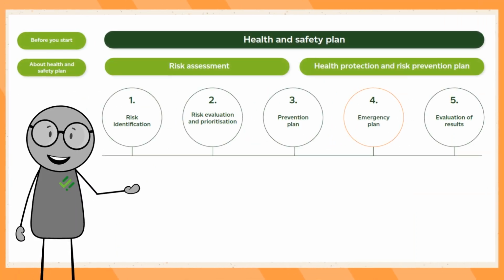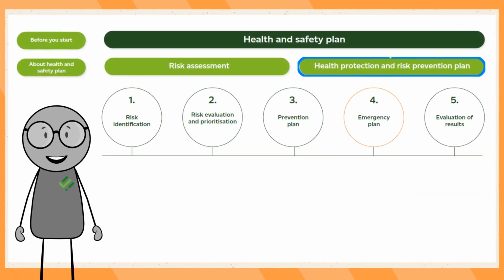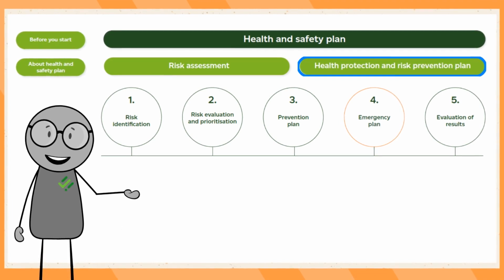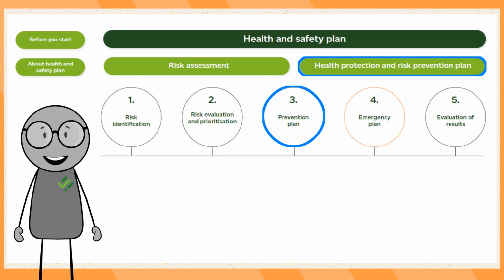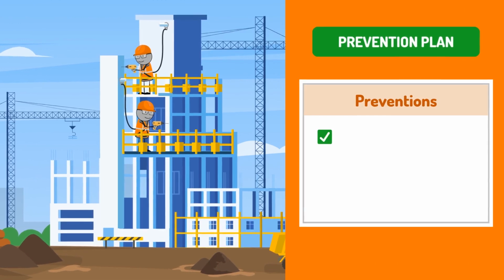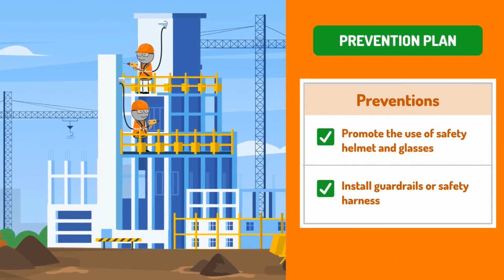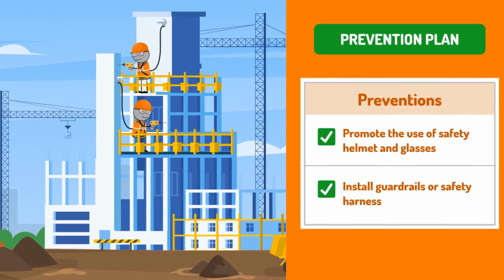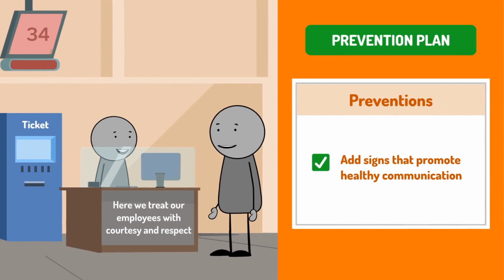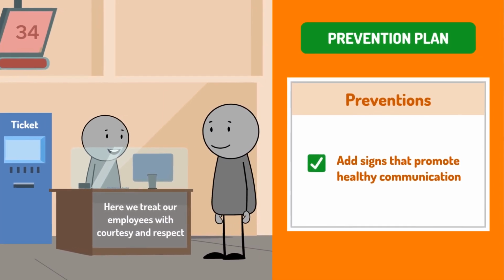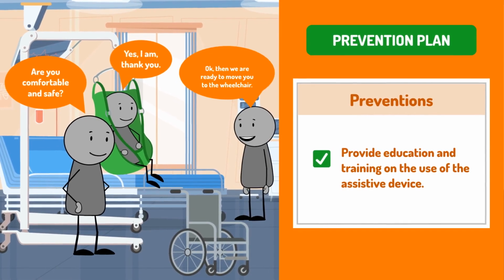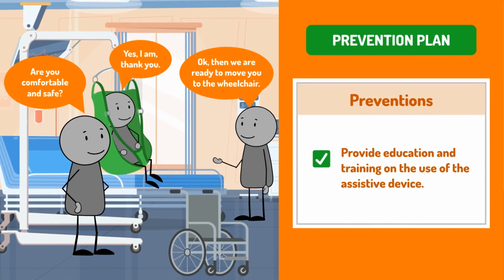Once the risk assessment has been completed, the next step is to select measures aimed at eliminating or reducing the risk so that it has a minimal impact on employees. Such measures are called preventative actions. Examples of preventative measures include installing guardrails on scaffolding or using safety harnesses to prevent falls from height, using signs to remind employees and customers of the importance of healthy communication, and using assistive devices to reduce the risk of musculoskeletal symptoms. It is best to implement all necessary preventative measures immediately.